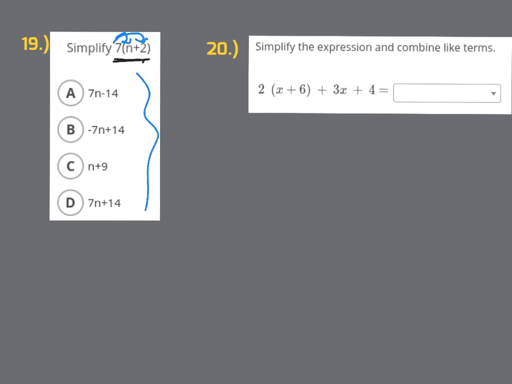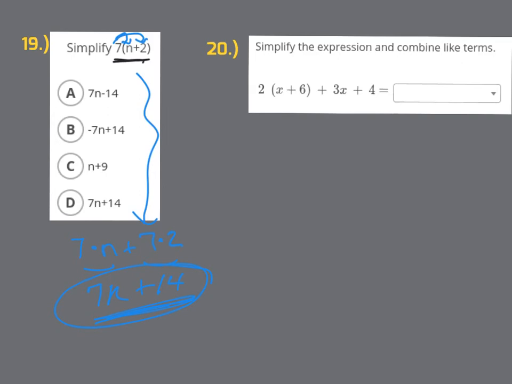So I'm going to bring this all the way down here. I brought that 7 into everybody. Everybody gets a 7. 7 times n plus 7 times 2. 7 times n is 7n. Plus 7 times 2 is 14. 7n plus 14. Can I put them together? No! They are not the same. I can't combine them. So there is my answer.